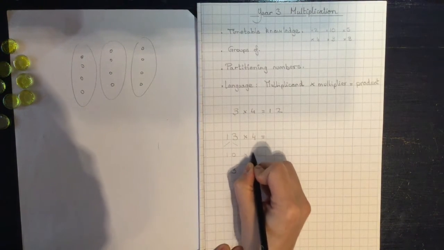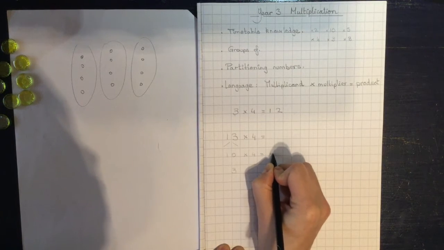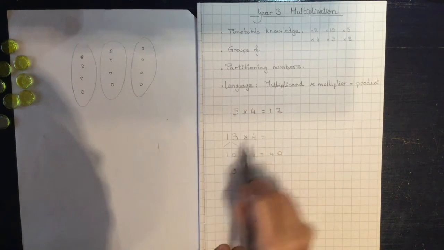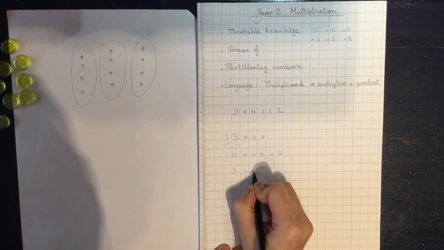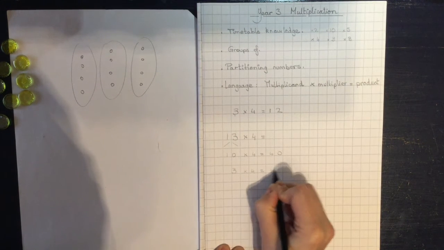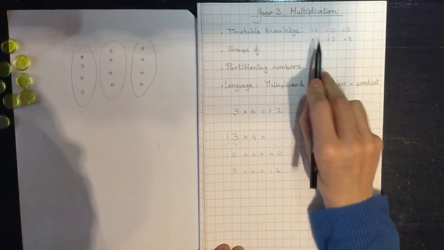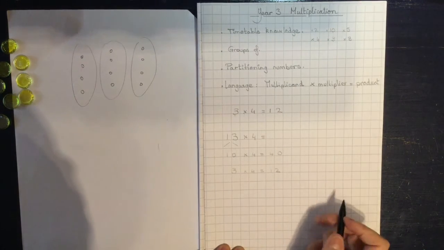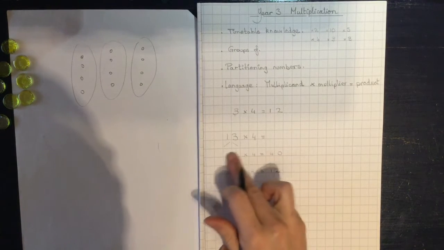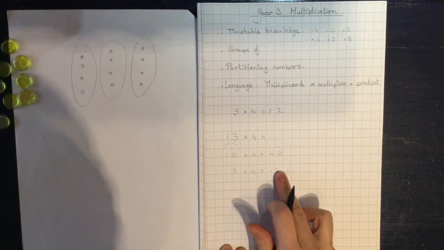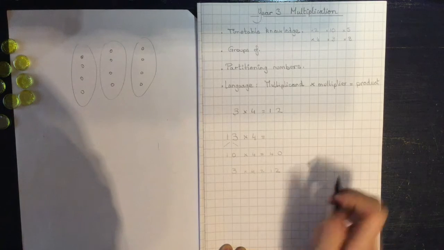So 10 times 4 equals 40. This is a revision of year 2. And 3 times 4 equals 12. Here we have new timetables from year 3. So these are our partial products. We are now going to add them up.